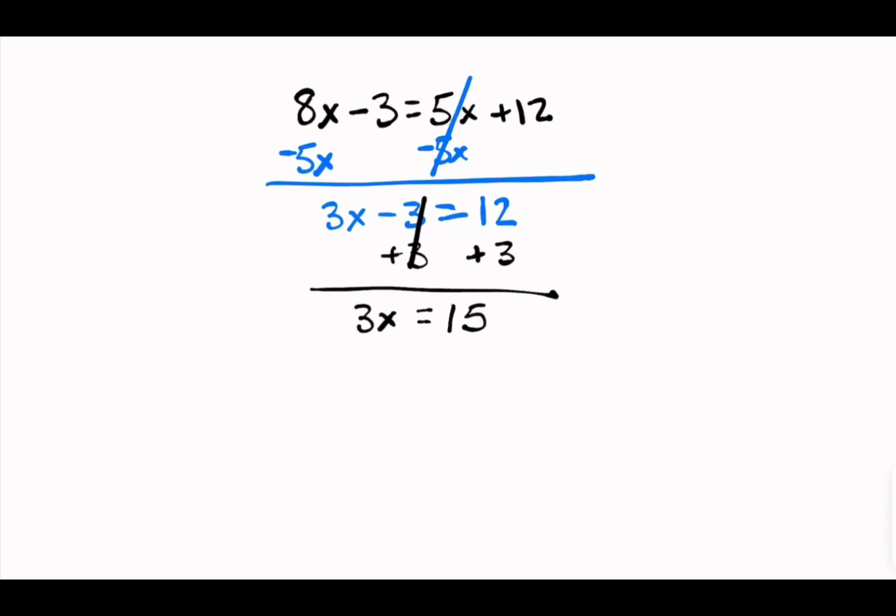Now in order to get x by itself, I need to divide both sides by 3, because 3x is actually multiplication, so the opposite of multiplication is division, and therefore we can get rid of our 3, which just leaves us with x. And then 15 divided by 3 equals 5. So therefore, x equals 5.